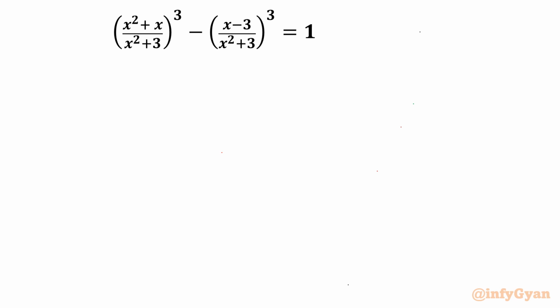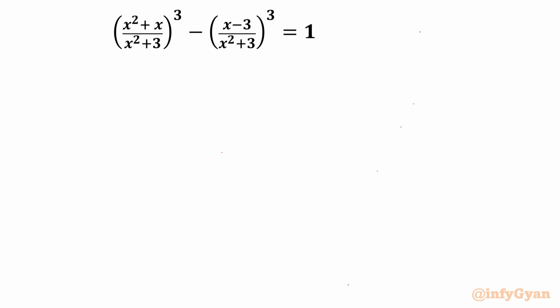In this very exciting video of algebraic challenging equations, in this series we are going to solve one very interesting rational equation today. The equation is (x² + x)³/(x² + 3)³ − (x − 3)³/(x² + 3)³ = 1. We have to find the real values of x.